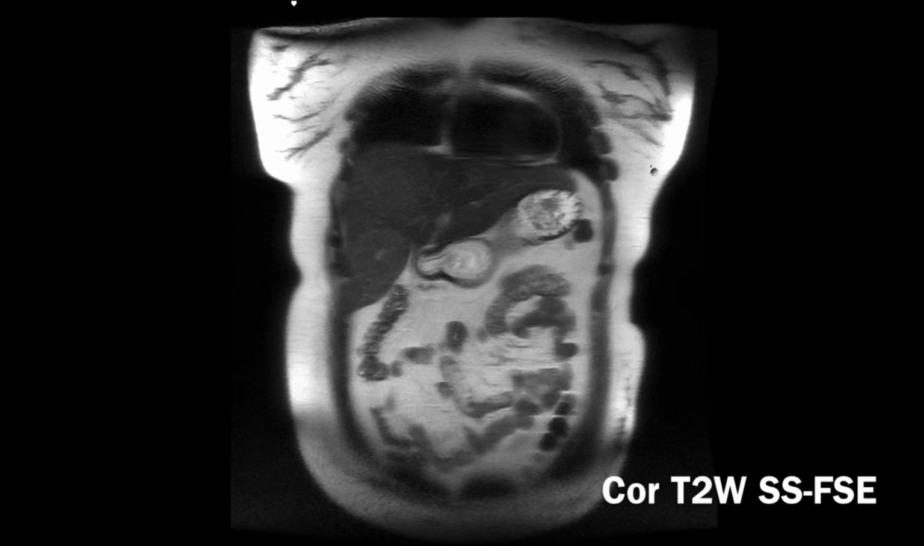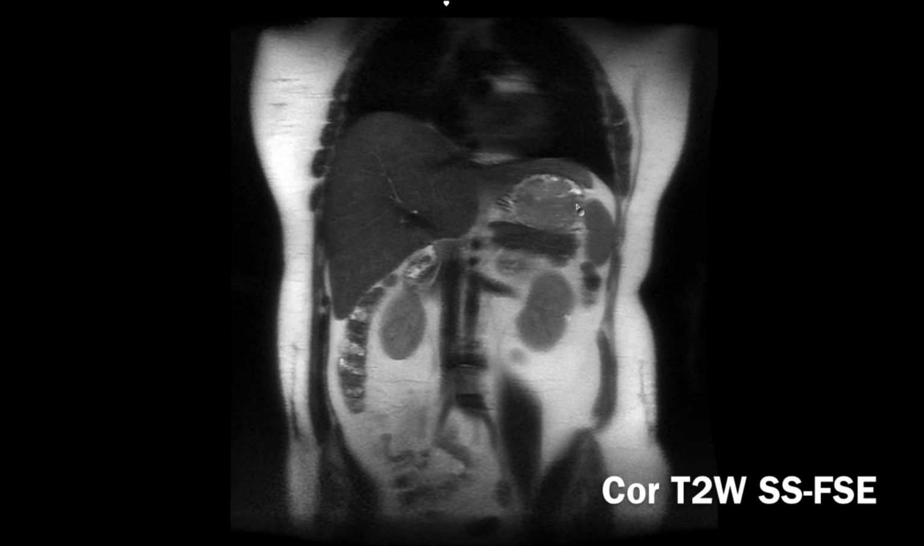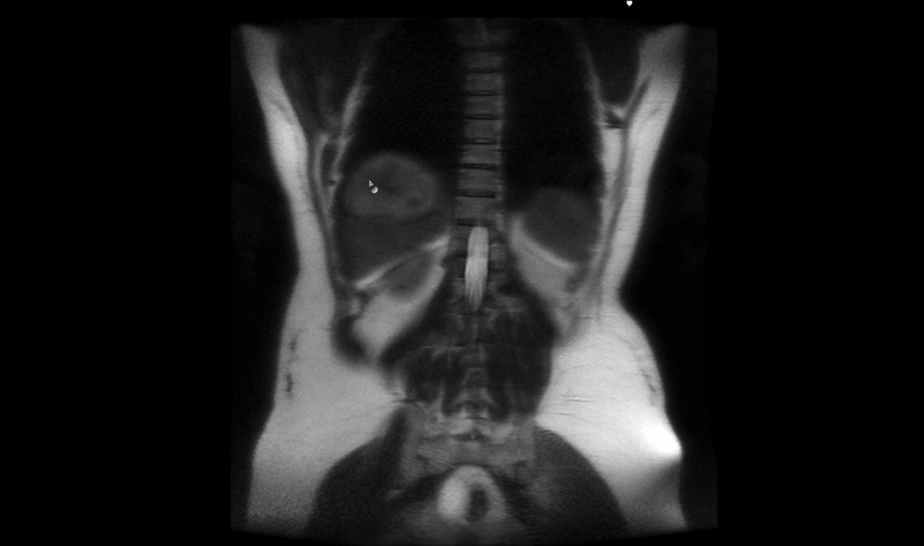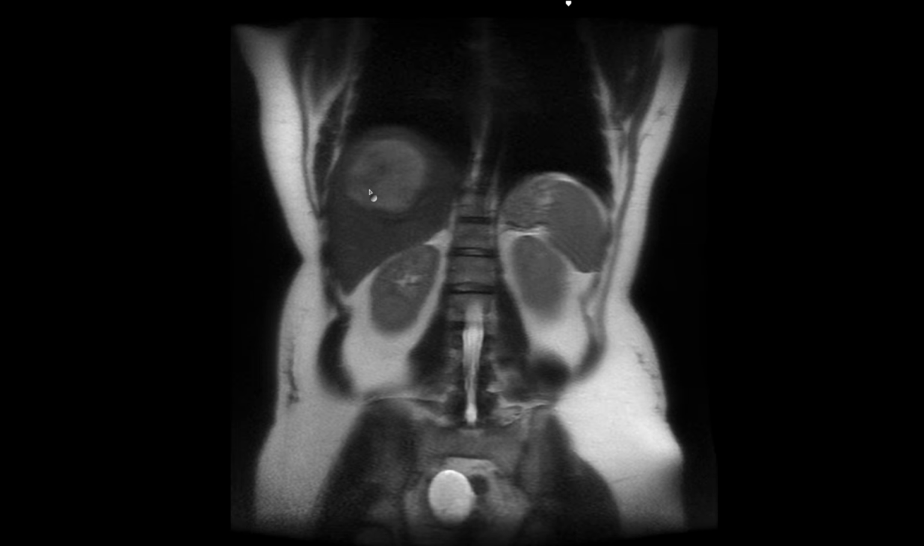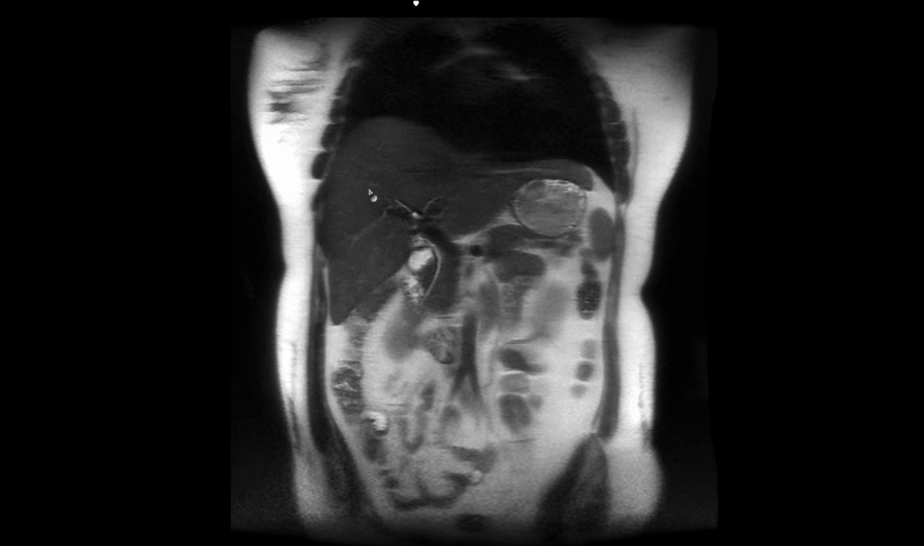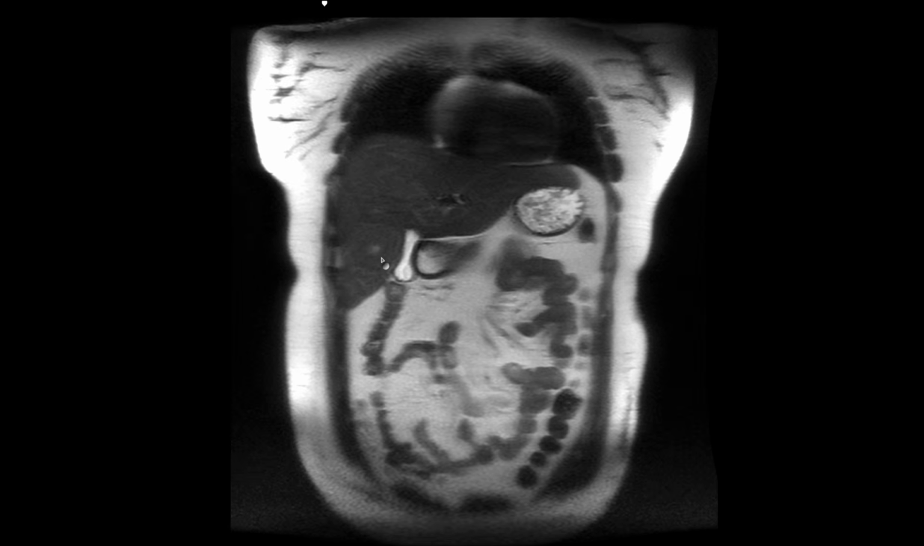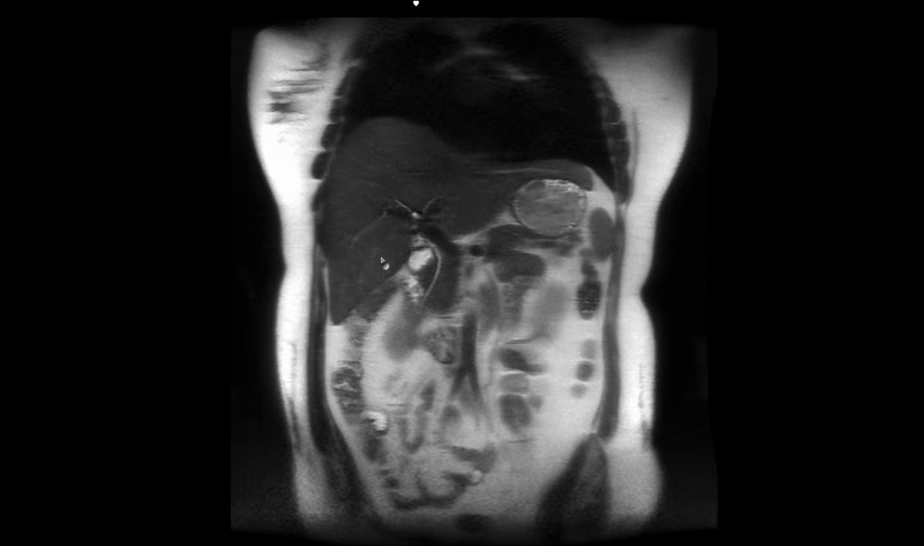So if we again start with our coronal SSFSEs, these are single shot fast spin echoes, T2 weighted. Again, the liver is relatively dark, and abnormalities often stand out as being quite bright. So this is an abnormal lesion in the liver that's slightly T2 bright, or T2 hyperintense. There are other more subtle abnormalities here in the liver. This is a very slightly T2 hyperintense lesion, quite isointense to background liver, and there's a central area here that's a little bit T2 brighter.